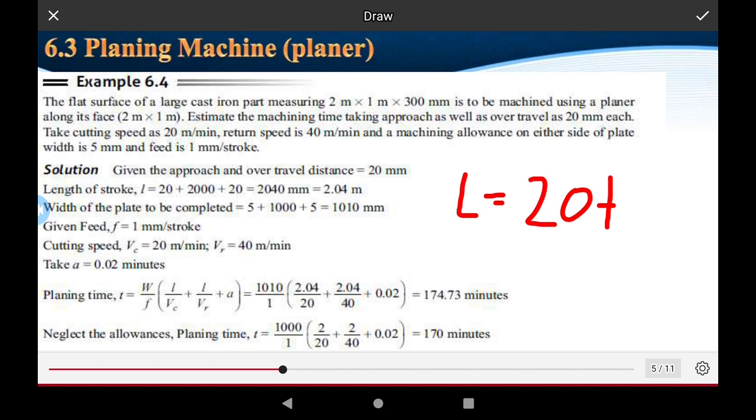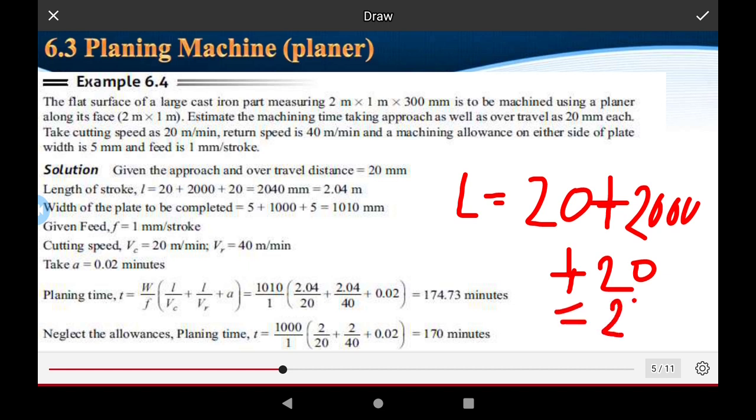Twenty meters per minute, okay. So convert this into minutes. Then plus 2000 plus 20, where 20 is the given value used two times. The cutting speed taken is 20, and the approach travel is for the two rounds. The total length is 2040 mm.